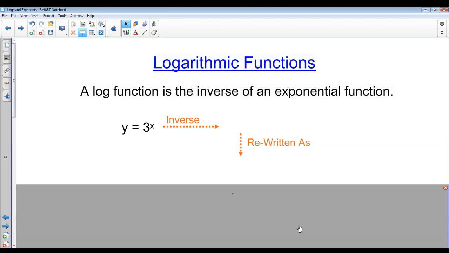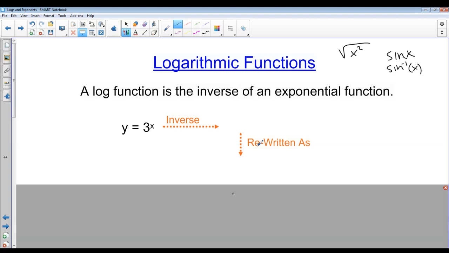All right, so we're going to talk about logs today. Logs are an inverse of an exponential function. The inverse functions we're familiar with: x squared, to undo the x squared, we take the square root. Those are inverses. To undo the sine of x, we take the inverse sine of x. Those functions undo each other.